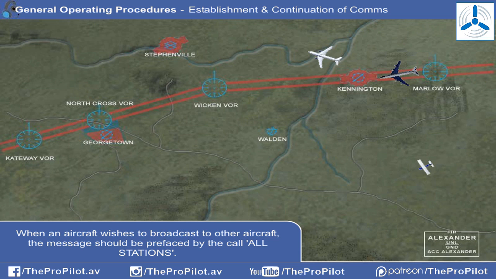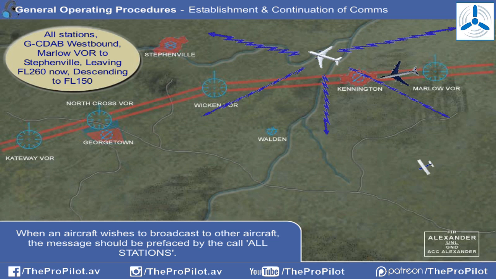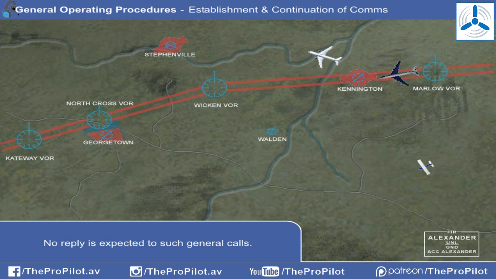Also, when an aircraft wishes to broadcast information to aircraft in the vicinity, the message should be prefaced by the call, "All stations." All stations, Golf Charlie Delta Alpha Bravo, westbound, Marlow VOR to Stephenville, leaving flight level 260 now, descending to flight level 150. No reply is expected to such general calls unless individual stations are subsequently called upon to acknowledge receipt.